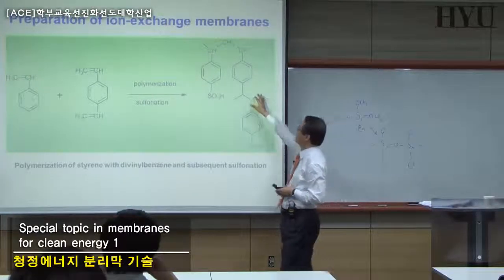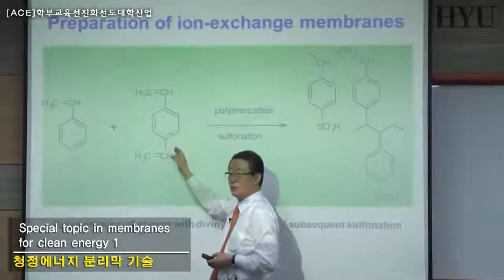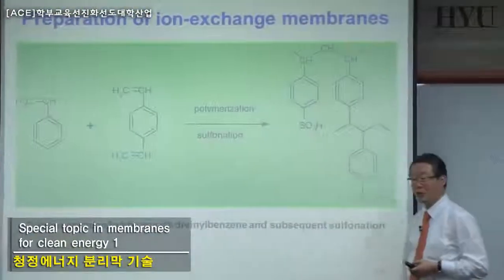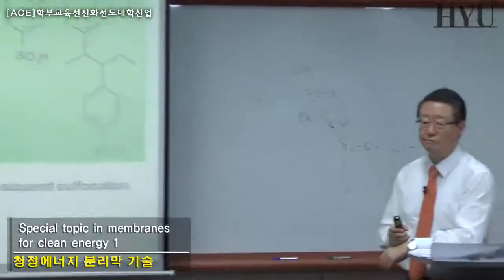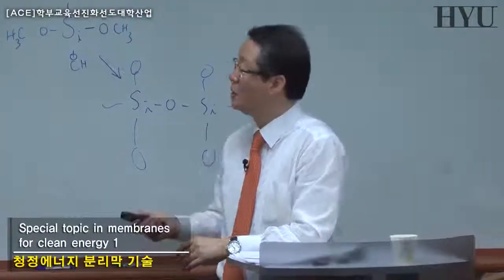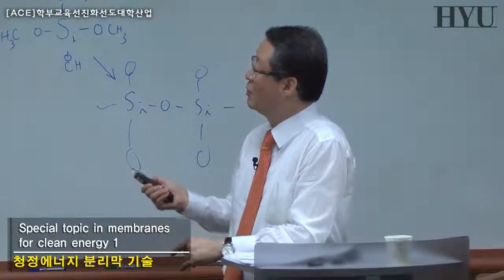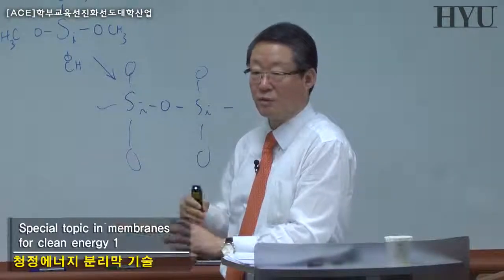If you don't have any cross-linked structure, without divinyl benzene, what can you form? Water-soluble polystyrene. Okay, without divinyl benzene. But if you put in divinyl benzene, because of the cross-linked network, you can form a water-swollen gel.